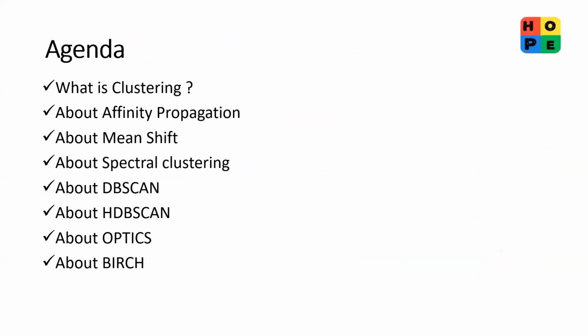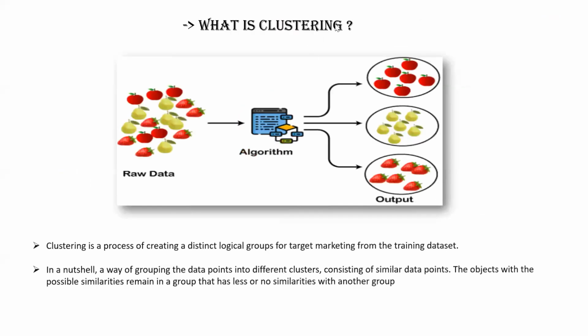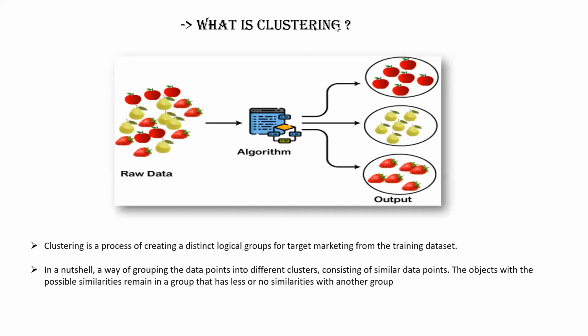The agenda is that I'm going to explain what clustering is. After that, we are going to discuss different clustering algorithms like affinity propagation, mean shift, spectral, HDBSCAN, DBSCAN, OPTICS, and Birch algorithms. Before getting to the different algorithms, I would like to give an overview, or rather an introduction, about clustering: what it is, what it does, and why we are doing clustering here.